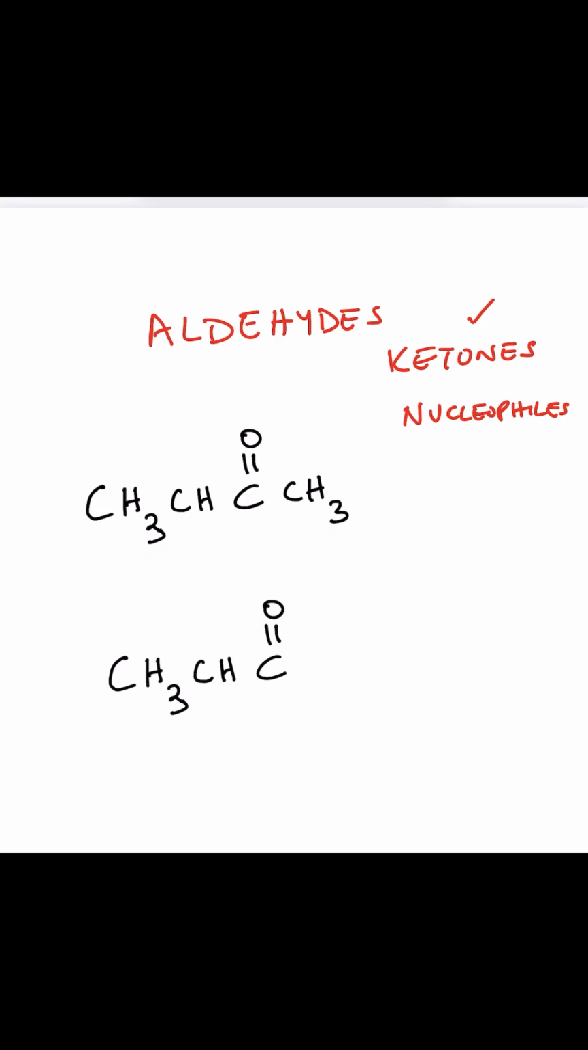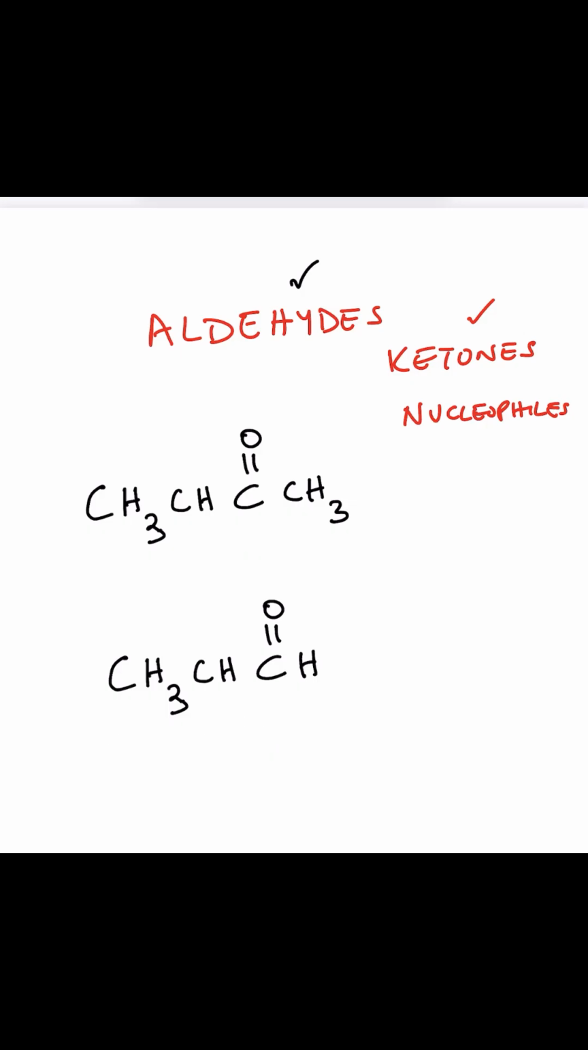On this other example, you have a hydrogen on this side. So we have an alkyl group on this side and a hydrogen on the other side. So that makes that an aldehyde. So we see that both aldehydes and ketones have that carbonyl group.